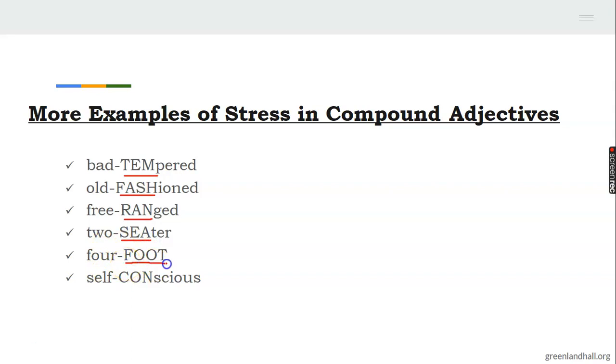Now look at this. The old word carries the stress because it is a one-syllable word. A one-syllable word. Self-conscious. Self-conscious. So we have our stress on those underlined words because they carry their stress on the second word, within the second word actually, because they are compound adjectives.